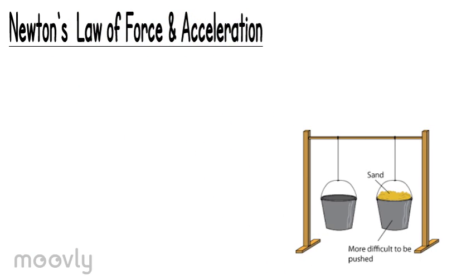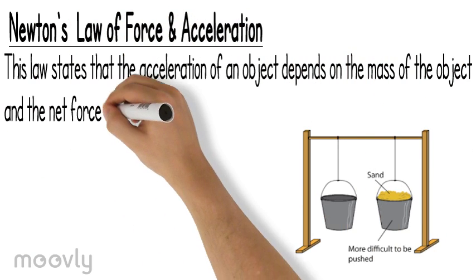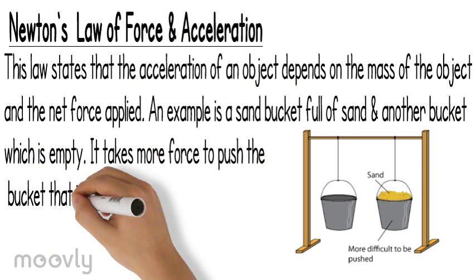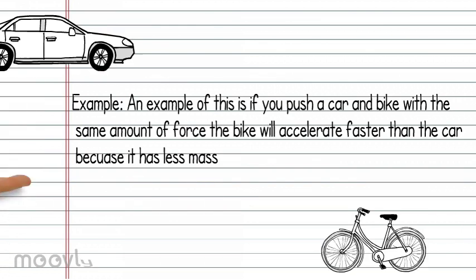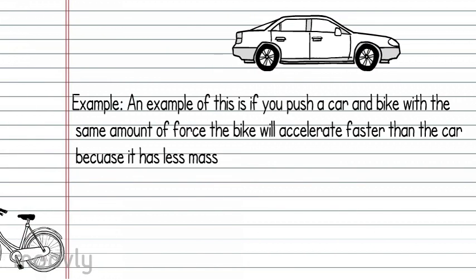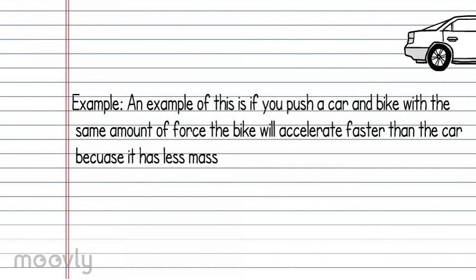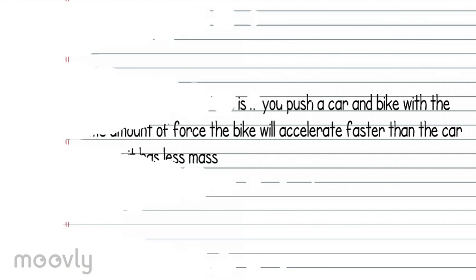Newton's law of force and acceleration. This law states that the acceleration of an object depends on the mass of the object and the net force applied. An example of this is if you push a car and a bike with the same amount of force, the bike will accelerate faster than the car because it has less mass.